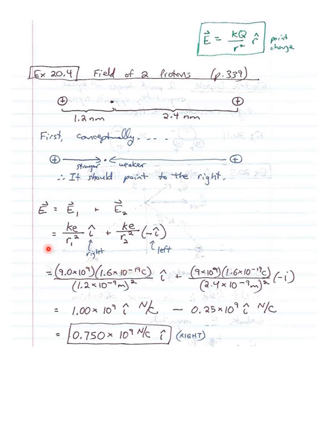Well, the one from charge 1 is K, that Coulomb constant, times the charge of 1. Now it's a proton, so we give it that elementary charge e, divided by the distance from 1, we'll call that r1 squared, i hat, pointing to the right. And then plus, from charge 2, Ke over r2 squared, and since it points to the left, we'll call it negative i hat. And now we just fill in all those quantities.